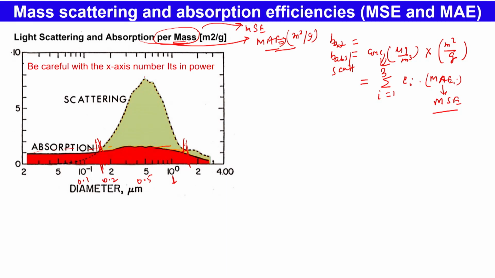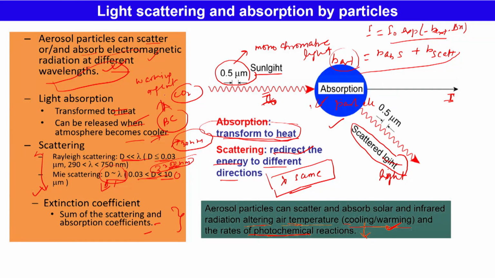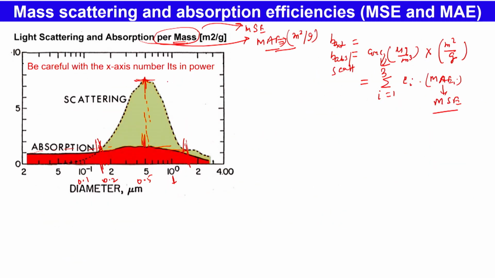The peak of the scattering is somewhere around here, about 0.5 micrometer. So the highest value of scattering efficiency is at about 0.5 micrometer. If you remember in the previous lectures I discussed that most of the time we have taken 0.5. You could have taken any value, but 0.5 is generally taken because the scattering is maximum at 0.5, whereas the absorption is relatively flat when you talk about the diameter of the particles.